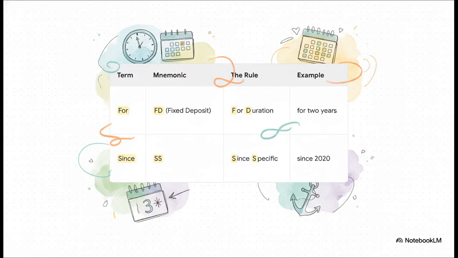And I've got a fantastic little trick so you will remember this forever. For the word for, think FD, like a fixed deposit at a bank. FD stands for a duration. And for since, think SS. SS stands for since a specific point in time. FD and SS, seriously lock that in your brain. You will never mix these two up again.